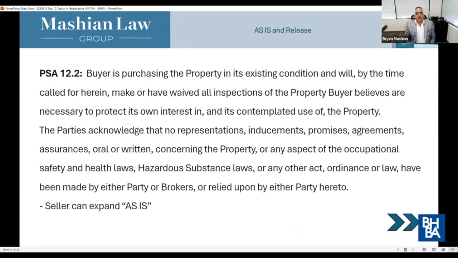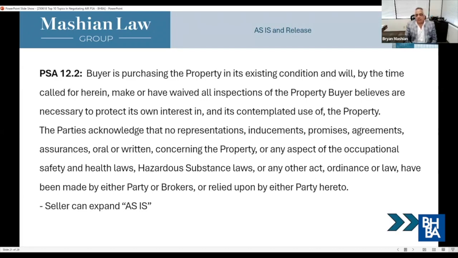So a lot of people will add to the contract "as is." And section 12.2 is the closest thing we have in the contract to an as-is provision. Section 12.2 says that the buyer is buying the property in its existing condition and will have either done its investigations or waived those investigations that it thinks is necessary to protect itself. And the buyer acknowledges that there are no other promises besides what's in the contract.